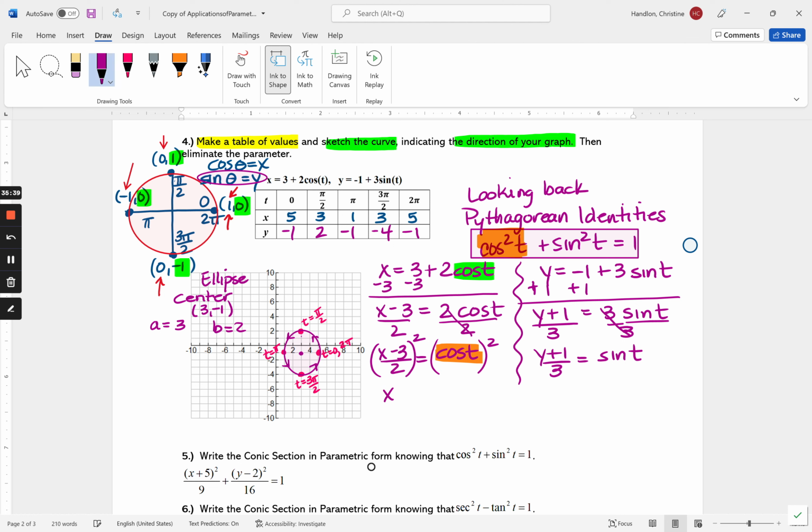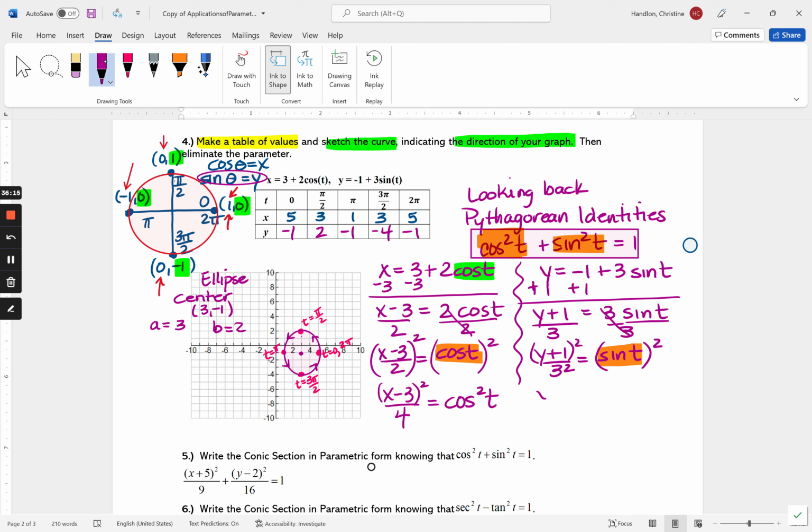So I'm going to end up with (x minus 3) over 4. And this x minus 3, I'm going to raise it to the second power, is cosine squared t. Okay? So I raise the power of 2 to every single thing. I'm going to do the same thing over here. I needed sine squared. So I am going to take this sine and I'm going to square it, and I have to square the other side as well. So I'm going to square this, I'm going to square this, I'm going to square this.